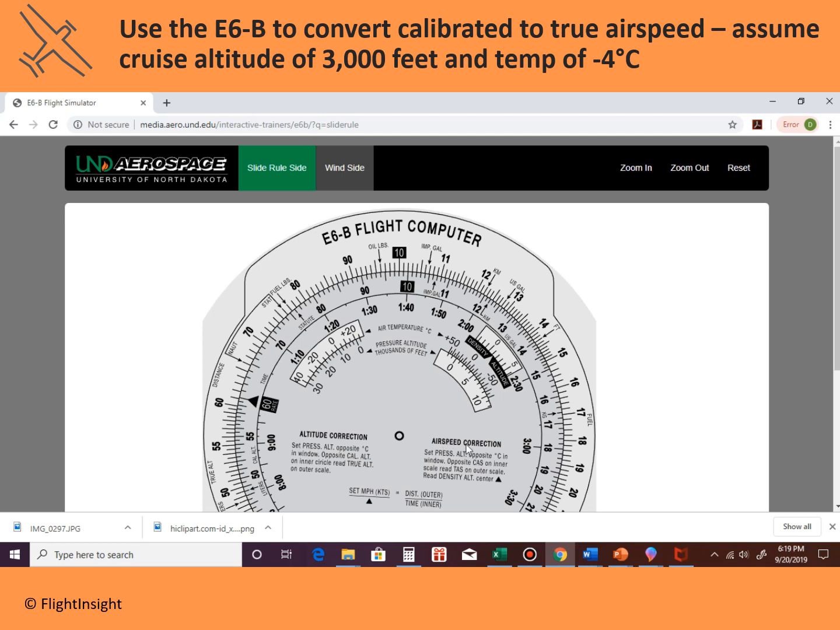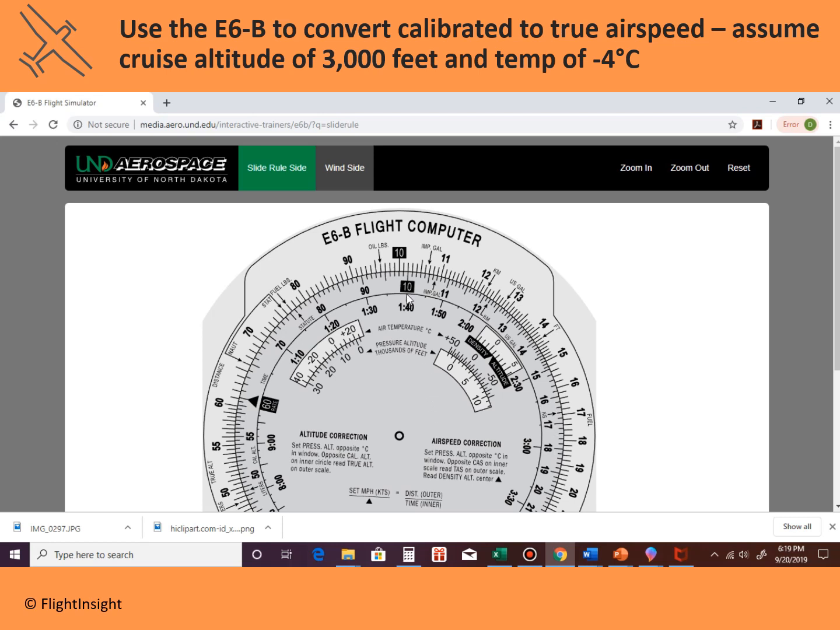And now look at the instruction, airspeed correction. We've already done this. Set pressure altitude opposite degrees Celsius in the window. Now, opposite calibrated airspeed on the inner scale, that's this one here. Read true airspeed on the outer scale.